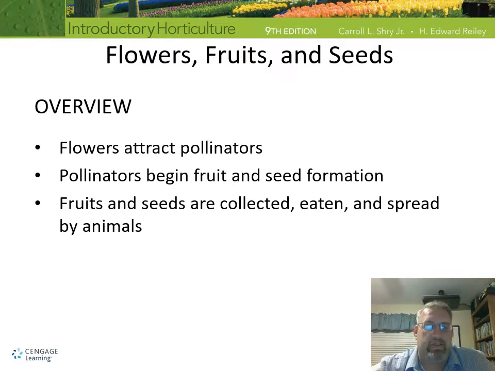Ultimately, the fruit and or seeds are collected, eaten, and spread by animals or by wind or by water. There are any number of things that can move seeds around, but those are going to be your most obvious to eat and or spread by the wind.